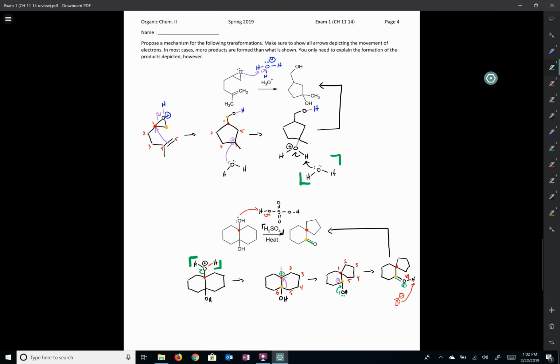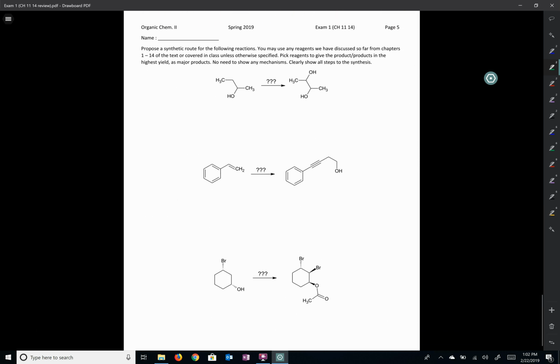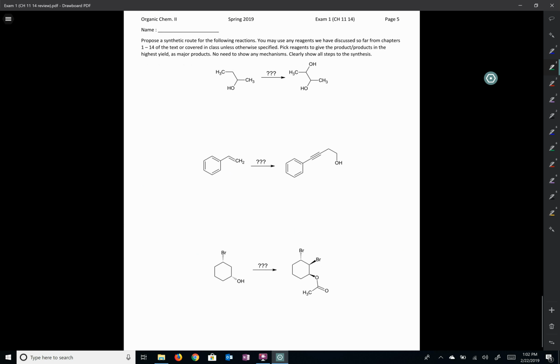All right, that's page 4. As a brief note, I'm going to look at page 5 here. Page 5 was just synthetic routes. I was asking you to make these products in the highest yield possible. I am not going to cover this in the video, because there are a bunch of different ways that you could have accomplished this. I have one way of doing it, and there are tons of different ways of getting to all these products.